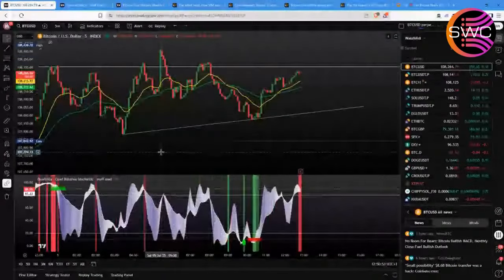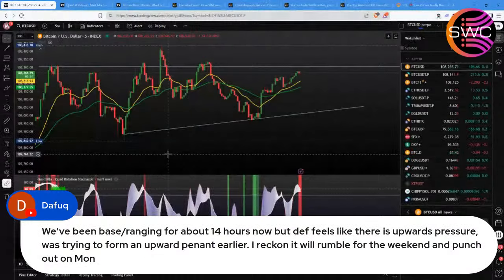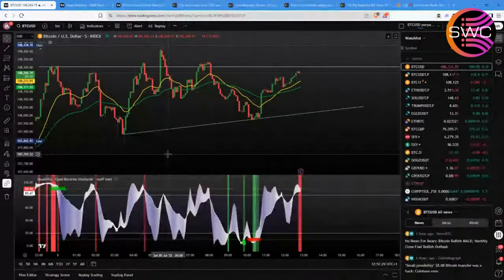Okay, so Peter here is saying, actually, I'll put him on the screen. Hang on, there you go. He says very helpful lines on longer time frames to then look at shorter time frames. Yeah, that's exactly what Maff was talking about. Okay, so Dafuk is saying we've been base ranging for about 14 hours now, but it definitely feels like there's upwards pressure. Was trying to form an upward pennant earlier. I reckon it will rumble for the weekend and punch out on Monday. Yeah, I think so too.